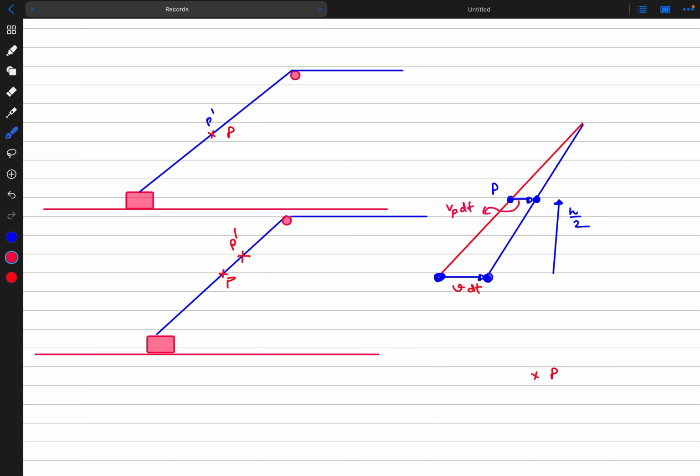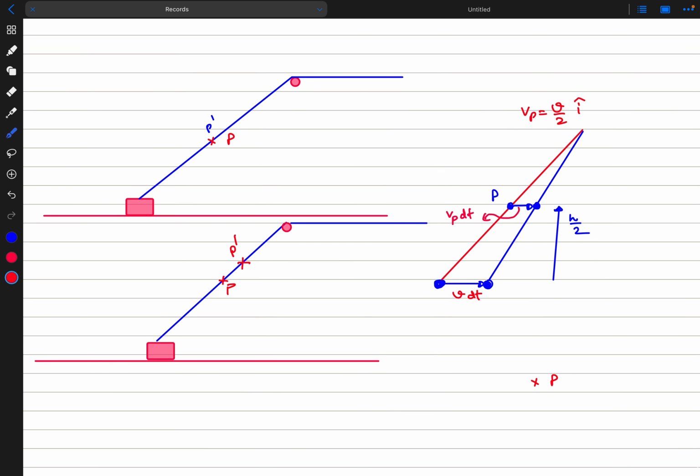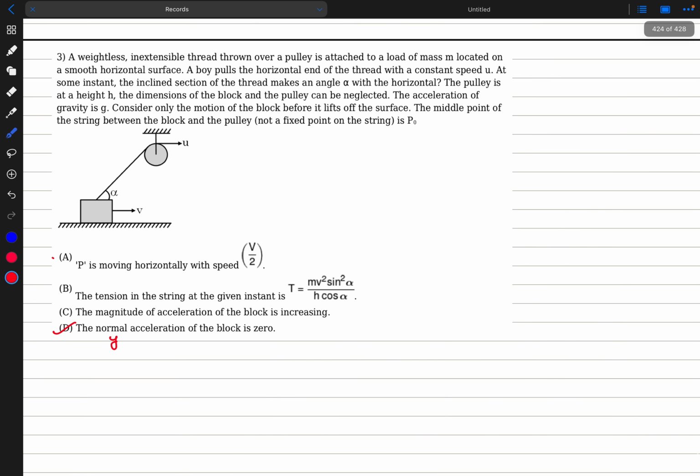Now we can use similar triangles. This triangle is similar to this large triangle, but it's exactly half the size. The altitude of the large one is h, the altitude of the small one is h by 2, so this is a half scaled triangle of the bigger one. So this side is going to be half this side, so Vp is going to be half of V. The velocity of point P is just going to be V by 2 i cap. And that is it, so option A is correct.